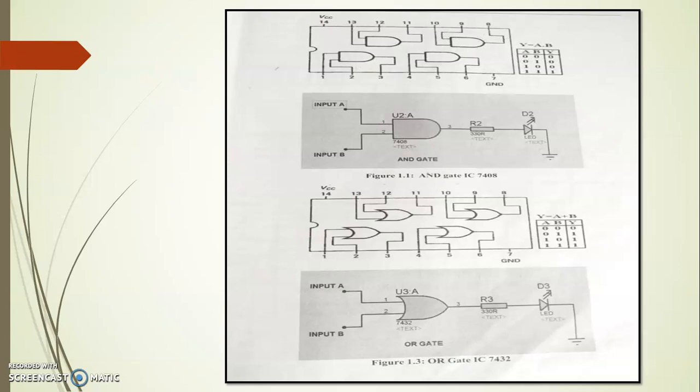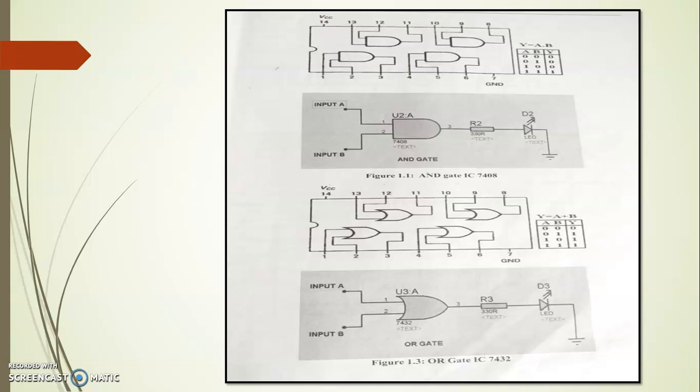Next is your AND gate. For the AND gate you can see the truth table, the circuit diagram and the logical diagram. Then the OR gate has the same. For the AND gate truth table, Y equals A into B. That A dot B means A into B.